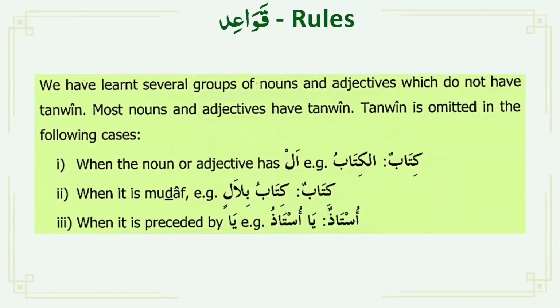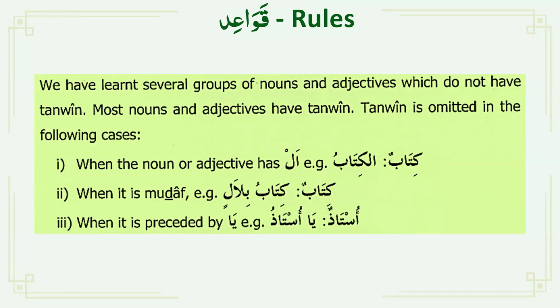Or whenever the word is used as a mudaf, meaning the word itself is the item being possessed, as part of the mudaf and mudaf alayh. So the next example is kitabu bilalin, Bilal's book. Book over here is the mudaf, the item being possessed. Whenever it is a mudaf, it cannot have a tanween either. So in this example, I cannot say kitabun bilalin. I have to say kitabu bilalin.